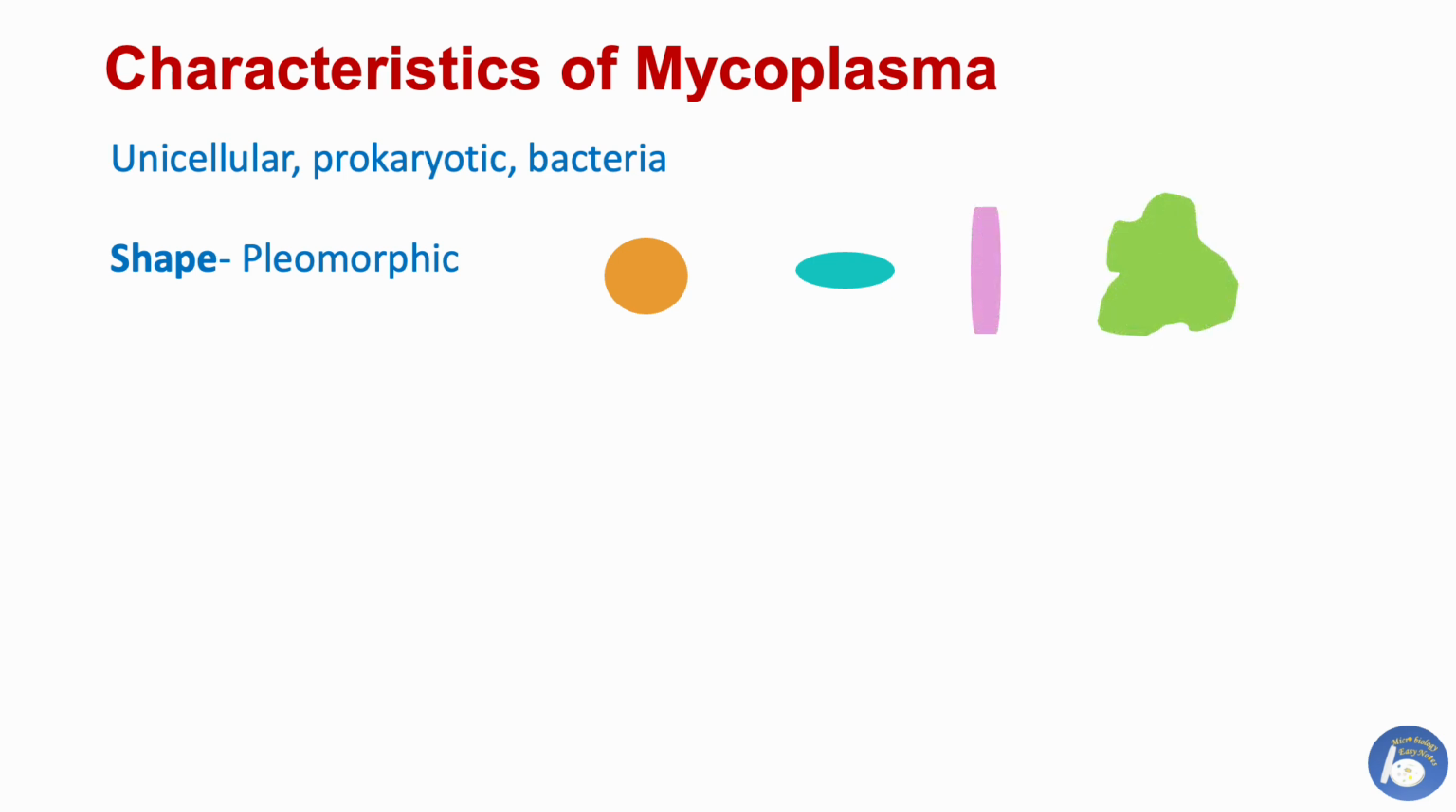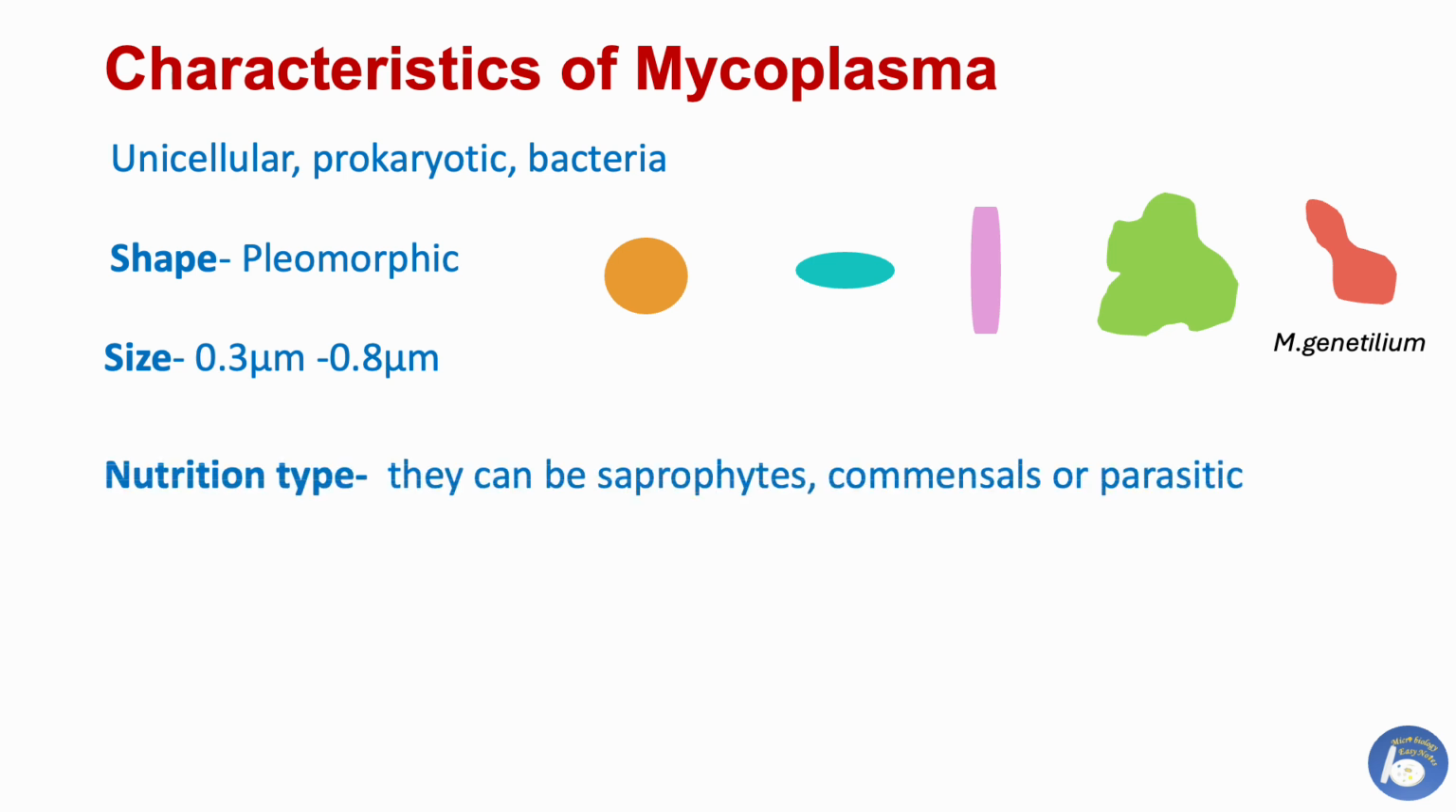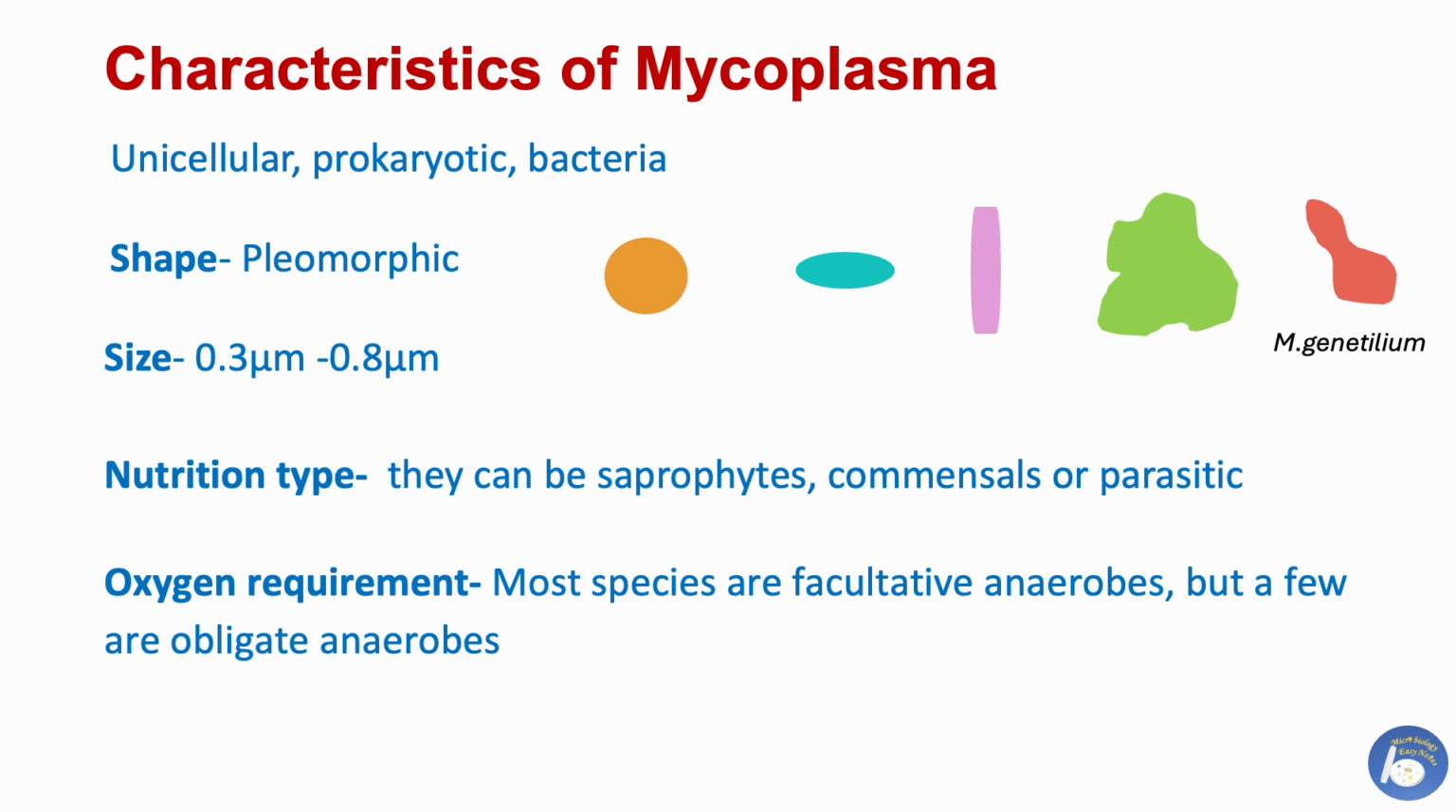Some mycoplasmas, for example Mycoplasma genitalium, have a specialized terminal structure that projects from the cell and gives them a flask or pear-shaped structure. Their size can be 0.3 to 0.8 micrometer in diameter. Nutrition type: they can be saprophytes, commensals, or parasitic. Oxygen requirement: most Mycoplasma species are facultative anaerobes, but a few are obligate anaerobes.